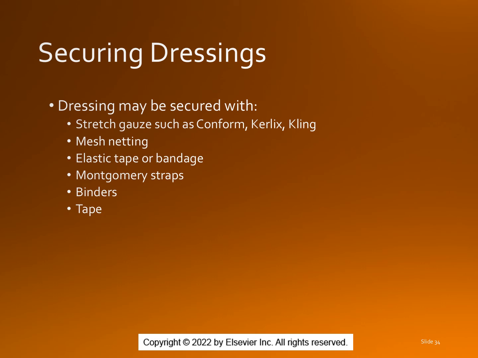The dressing needs to be secured to the wound using tape, stretch roller gauze such as Conform, Curl-X, or Cling, mesh netting, an elastic bandage, or Montgomery straps. The correct product needs to be selected for the purpose. Montgomery straps will allow changing of the dressing without removing and reapplying the tape. This can cause repeated skin irritation.